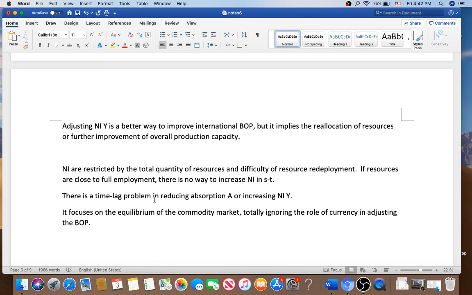And there is a time lag problem in reducing the absorption or increasing the national income. This is because the reallocation of resources, namely the flow of resources to export sectors and import substitution sectors, doesn't happen overnight, and it's difficult to achieve immediately.